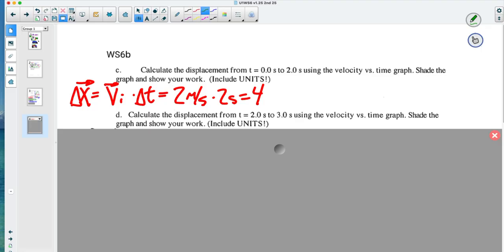Well, you have seconds on the top and seconds on the bottom. Meters per second times seconds. So seconds divided by seconds equals 1, so that leaves us with this meters.